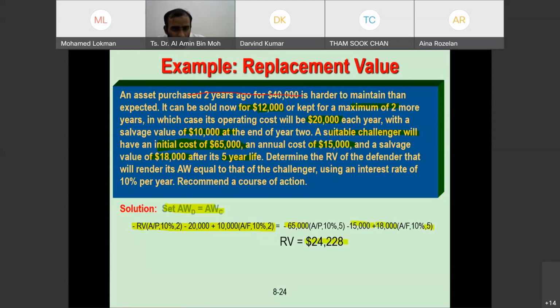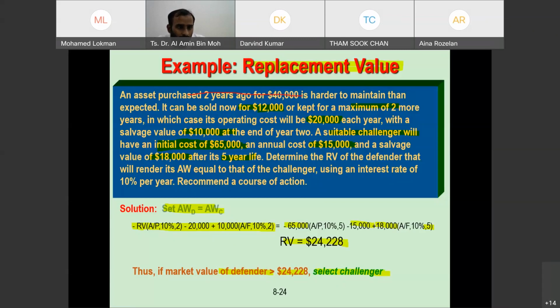Right? So this is the replacement value. Thus, if the market value of the defender is more than 24,228, then we select the challenger. Right? This is the replacement value. If it's 12,000, then it's better to just keep the defender. If it's 20,000, it's better to keep the defender. But if it's more than the replacement value, then we are going to select the challenger. So this is all about replacement value.